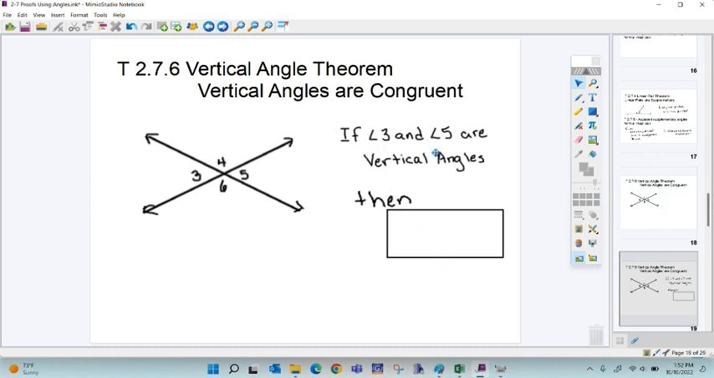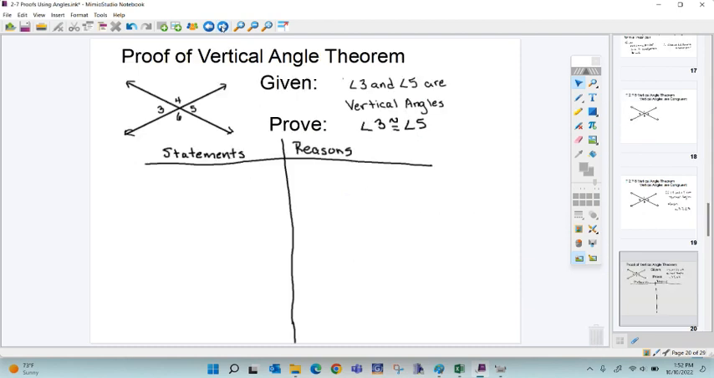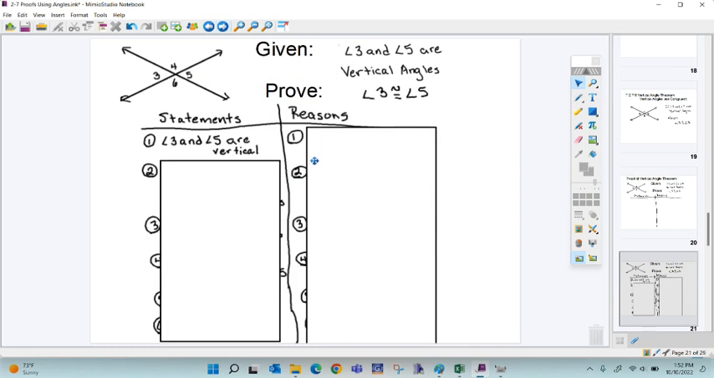So if angle 3 and angle 5 are vertical angles, then angle 3 is congruent to angle 5, same number of degrees. So let's, like I say, get used to looking at proofs. Let's take a look at the proof of the vertical angle theorem. We're going to take our way through here and start lining up some reasons to go with some statements.